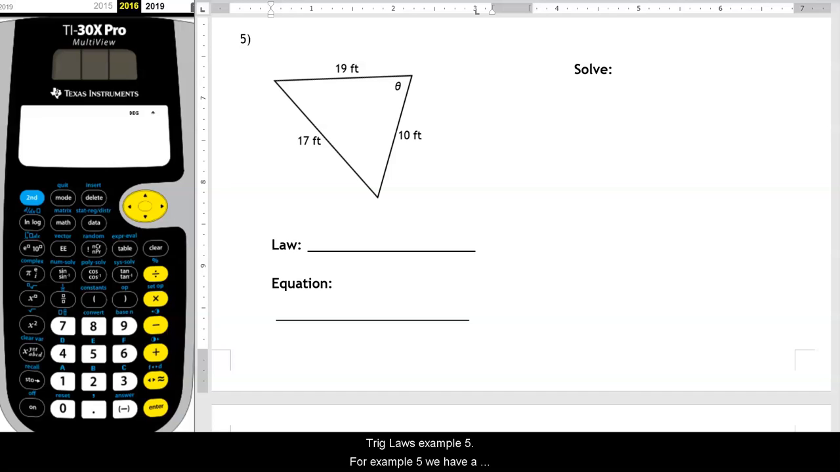Trig laws, example 5. For example 5, we have a triangle. It's 19 feet, 10 feet, and 17 feet. Since we aren't given any angle measures for this one, we're going to have to use law of cosines to find the angle they are asking us to find.